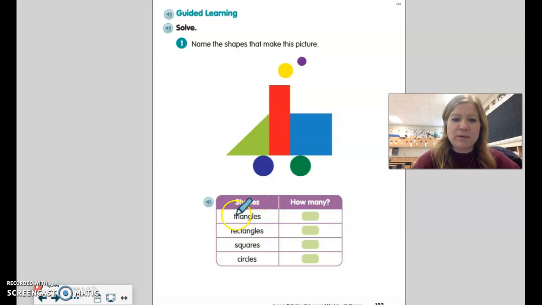So the first one says, how many triangles are there? So looking at the picture, I see one triangle here, and that's all I see. So one triangle. The next one says how many rectangles.